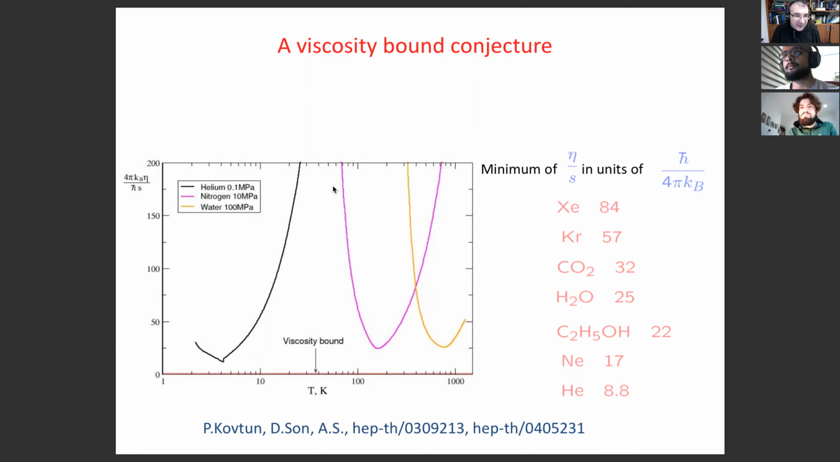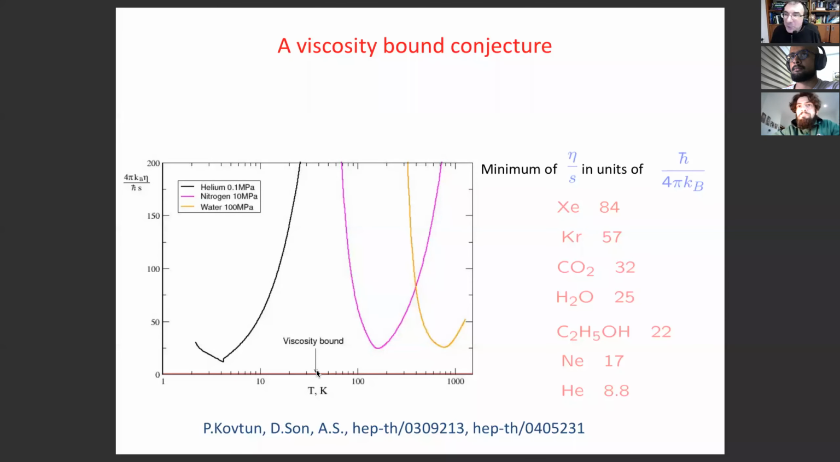And you will see that for most substances, or all the substances we know, this η over s ratio has a parabolic shape. So typically there is a minimum of this quantity somewhere, right? And in units of this quantity, how low can they go, right? For example, for xenon it's 84 times this value, and for krypton it's 57. The smallest value is liquid helium, which is 8.8, all right? And quark-gluon plasma is actually close to 1.5 or maybe less, right? Or maybe 1.1, 1.2.